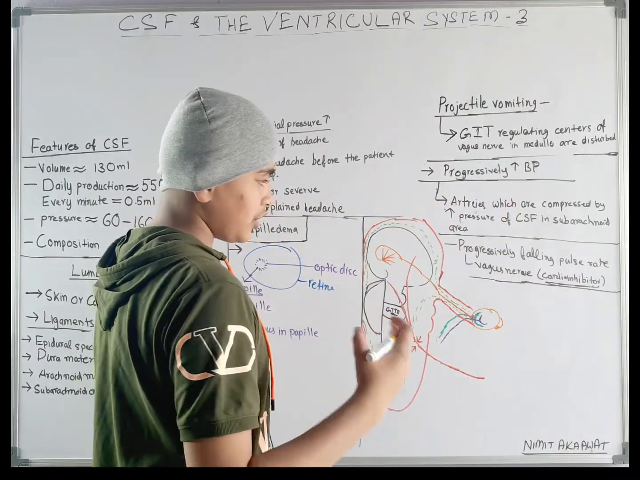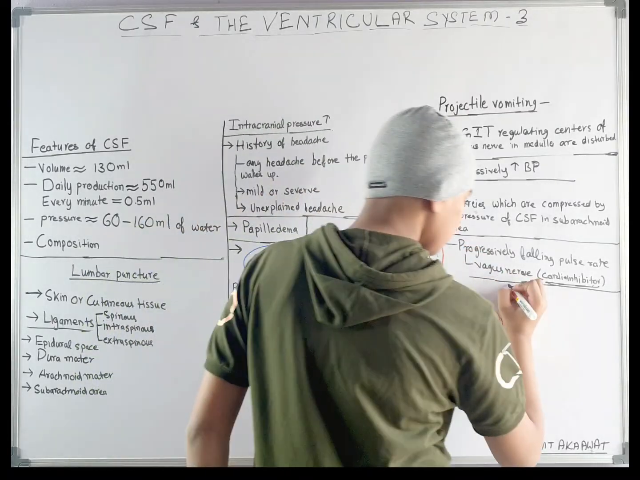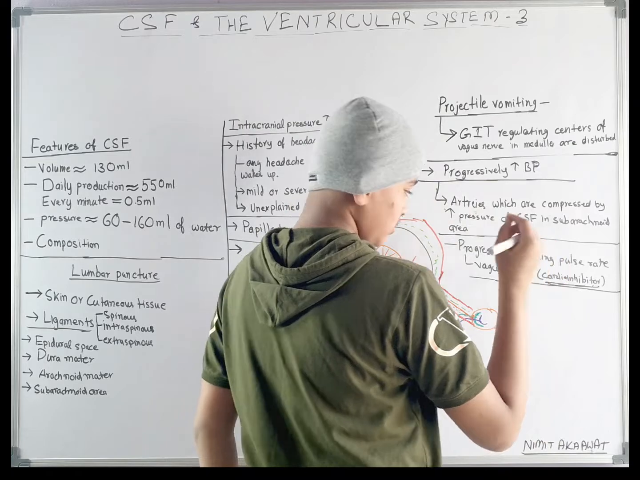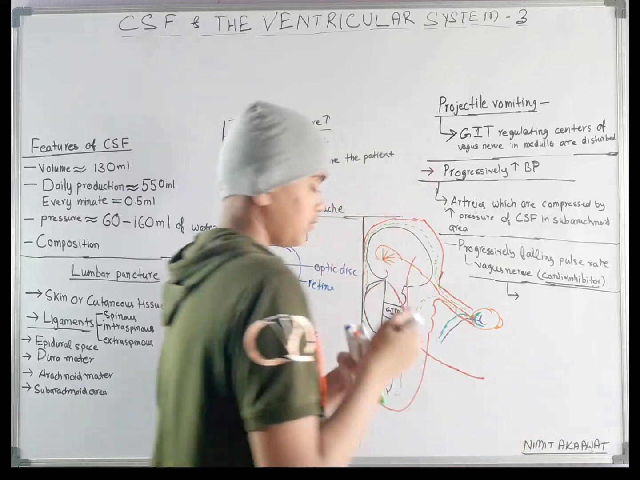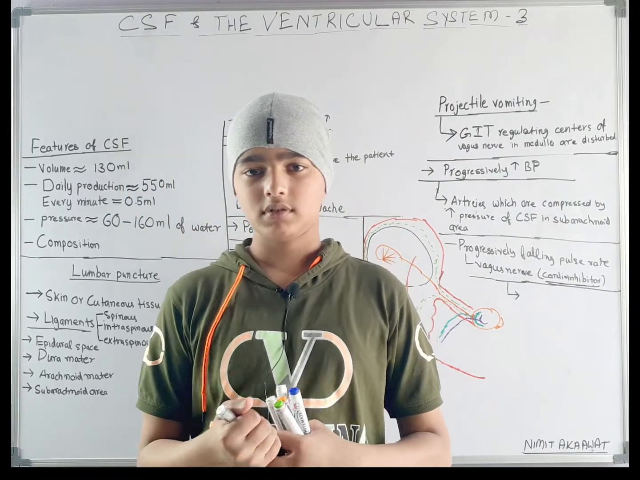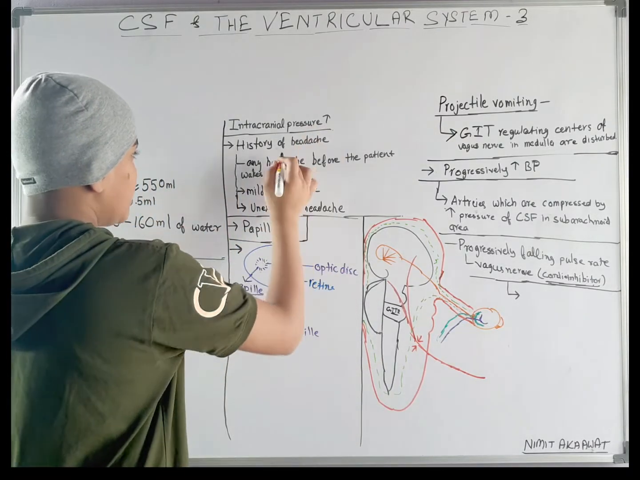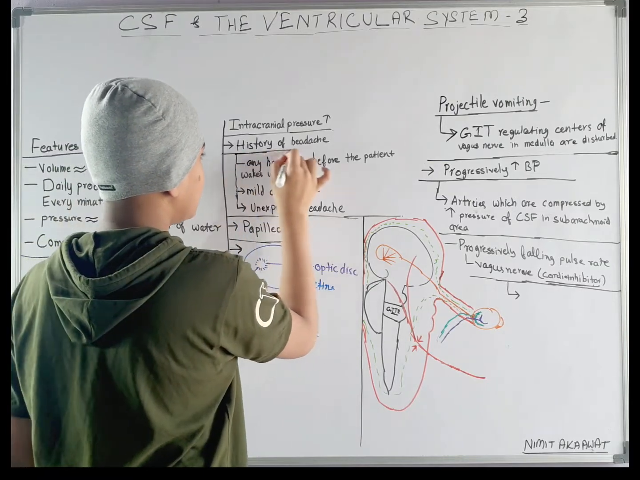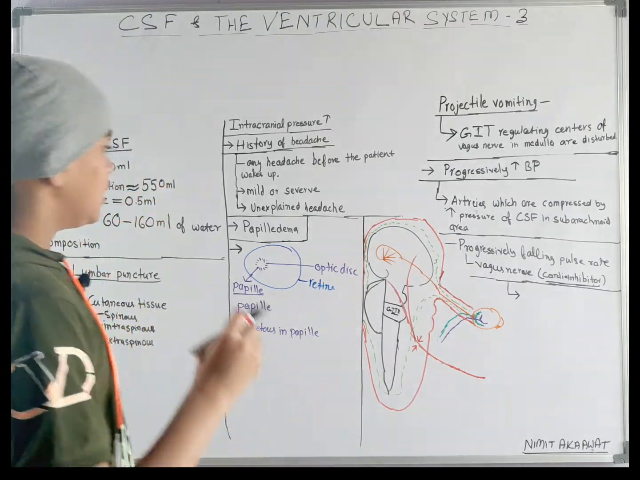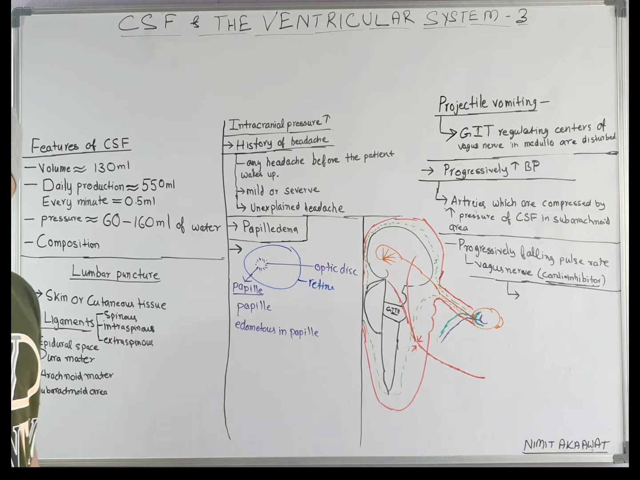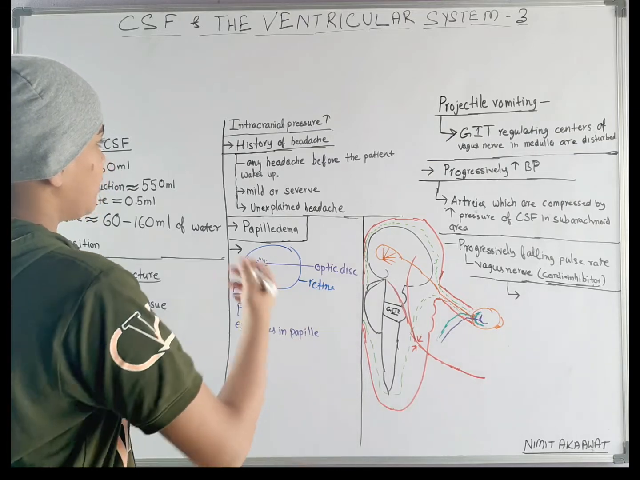And when the vagus nerve is disturbed, the branch of the vagus nerve fires, and because it fires, this branch inhibits the cardiac activity and the pulse rate decreases. Let me recap about raised intracranial pressure. So, the first factor of raised intracranial pressure is there would be a history of headache. Any headache before the patient wakes up, it can be mild or severe. It should be considered serious. It can be any unexplained headache before the patient wakes up.